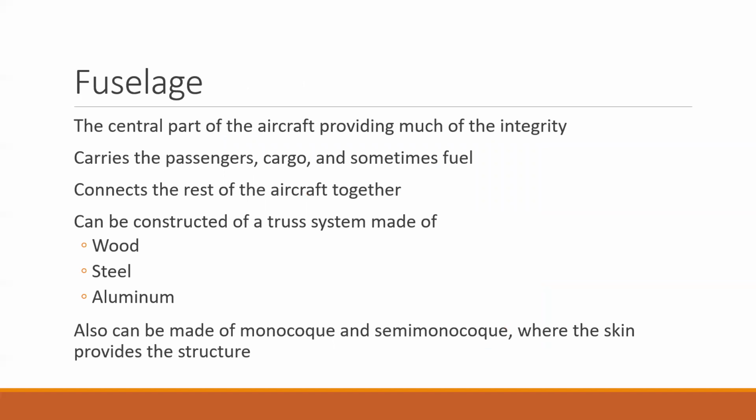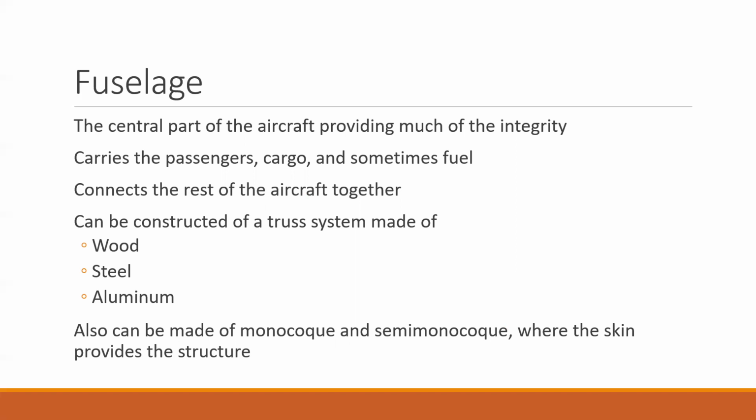So the fuselage is the central part of the aircraft. This is what provides the structure, the rigidity. Sometimes if you're in a pressurized aircraft, it is a pressurized vessel, so it has to be quite strong to resist crushing. This is usually where the passengers sit, the cargo. Sometimes there's even fuel, but usually the fuel is carried in the wings.